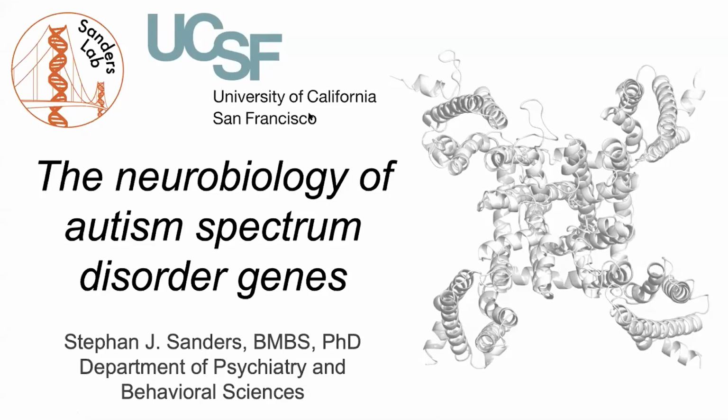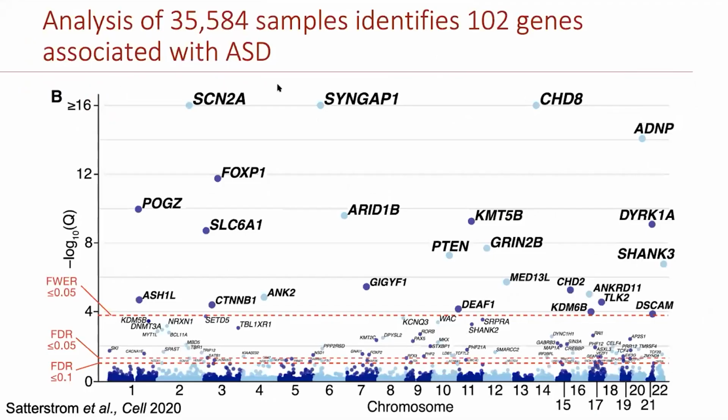I'd like to talk today about the neurobiology of autism spectrum disorder genes. This is very much an emerging field, but really thinking about the big picture, what does this tell us about what autism is? So let's start off here.